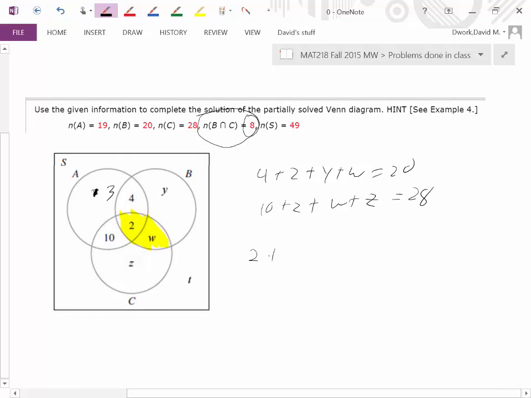So therefore, I know 2 plus w should equal 8. So therefore, w should equal 6. So I'll just stop there.